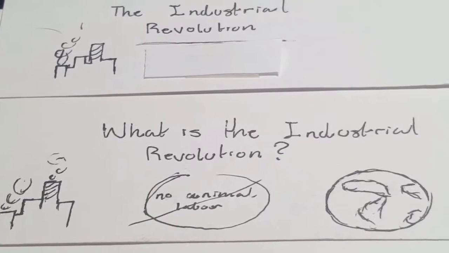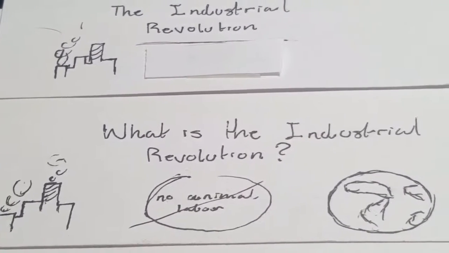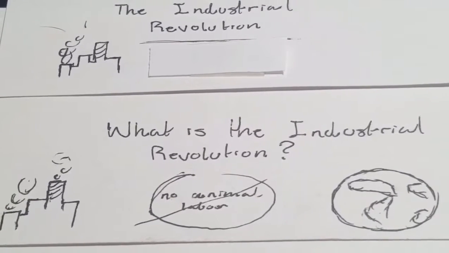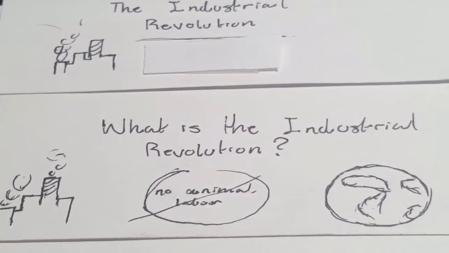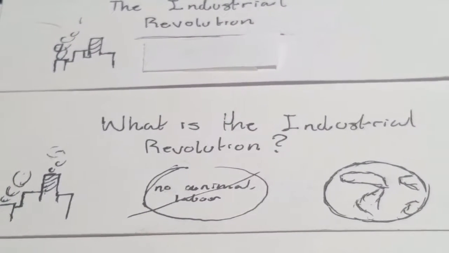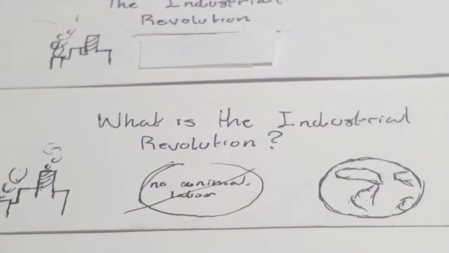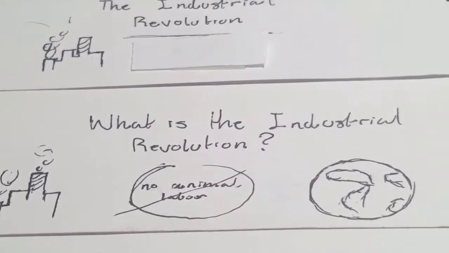Some machines, for example, were the spindle. So, in what year did the Industrial Revolution begin? It began in the 1750s in Europe, more specifically Britain. But Britain wasn't the only place to industrialize. The Industrial Revolution also spread to other places such as North America.